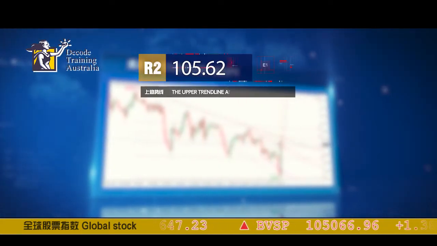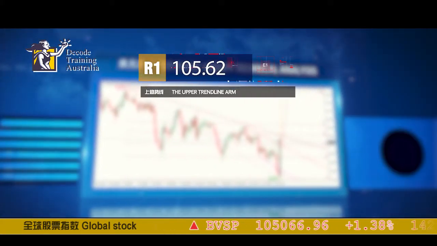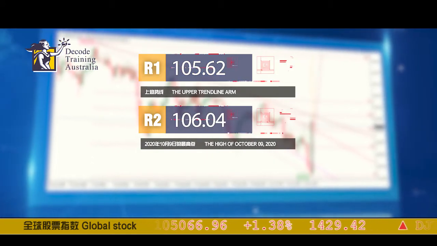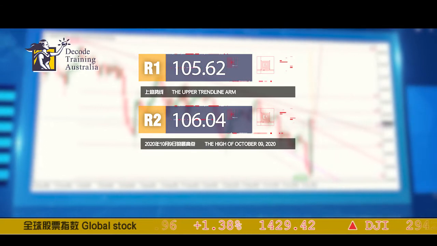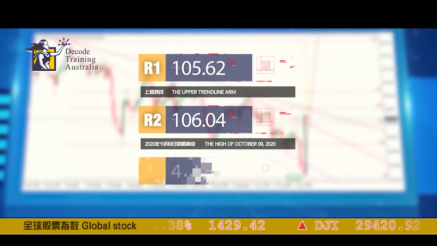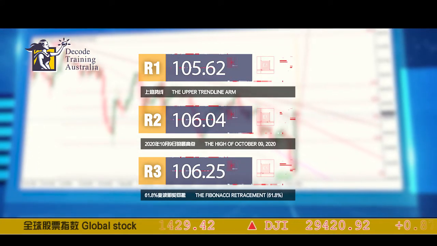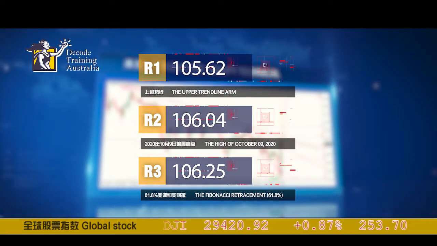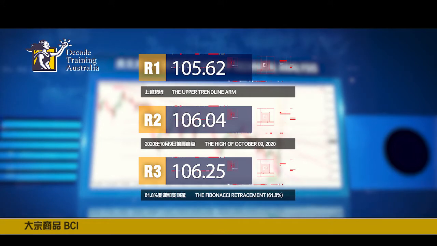Resistance 1, 105.62, the upper trend line arm. Resistance 2, 106.04, the high of October the 9th, 2020. Resistance 3, 106.25, the 61.8% Fibonacci retracement.